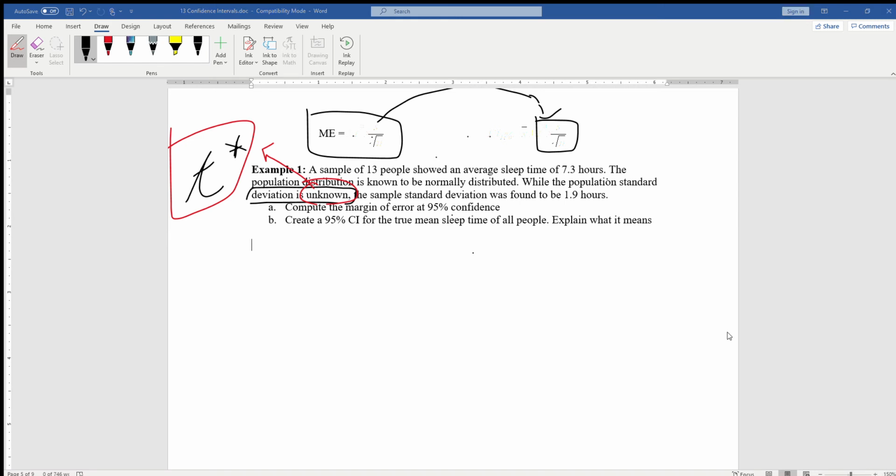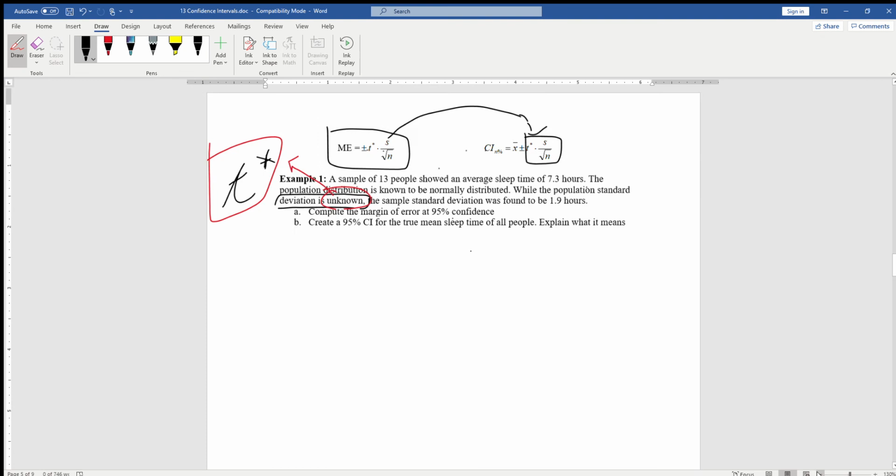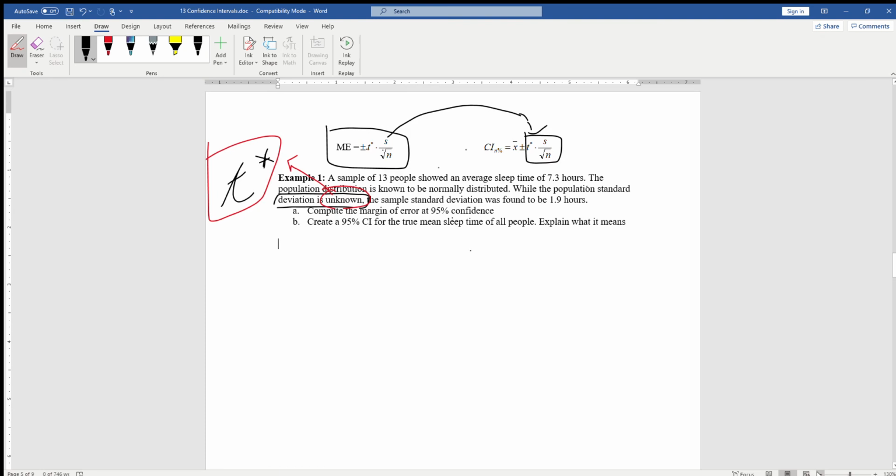Based on all of that, we want to find the margin of error at 95% confidence, and then figure out what the true mean sleep time is by finding a confidence interval for that. Much like in the previous examples, we need to identify a number of variables: x bar, s, not sigma, n, and t-critical. To get t-critical, it's based upon the confidence level and the degrees of freedom. None of these are difficult to identify.